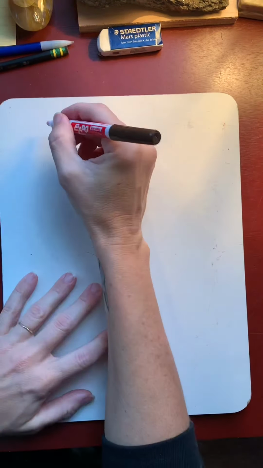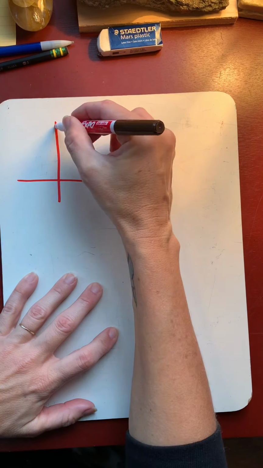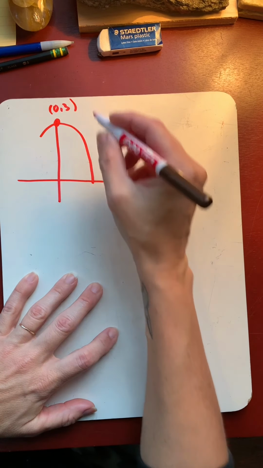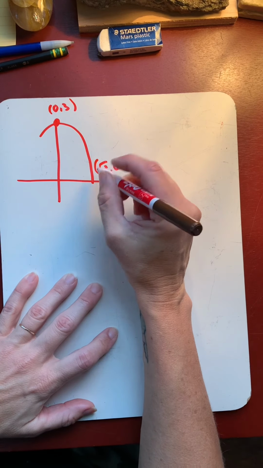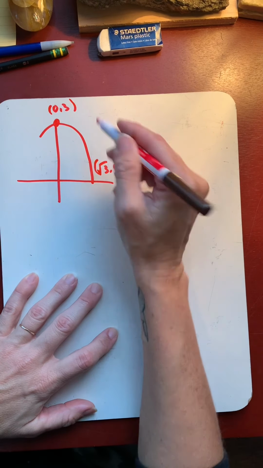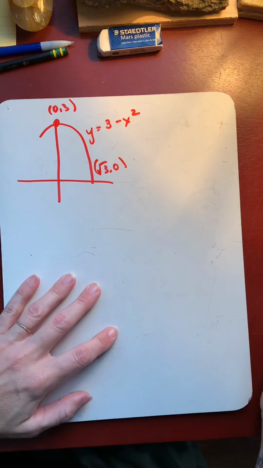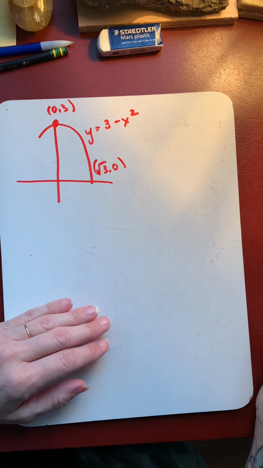Okay, so this time they draw a picture for us. This is up at 0, 3. This is at root 3, 0. It's just this space in here. This is y equals 3 minus x squared. Okay, region R is the base of a solid whose cross sections perpendicular to the y-axis are squares.